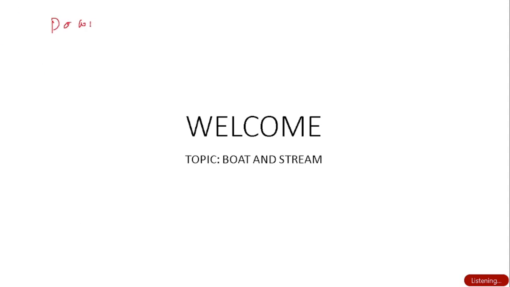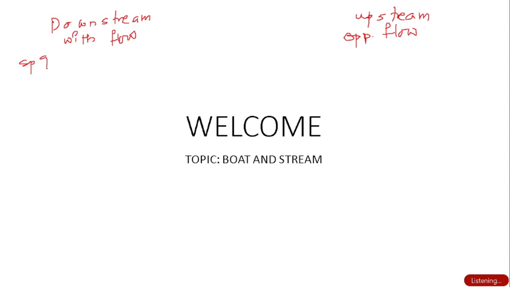Downstream, that is going with the flow. Upstream, that is going opposite to the flow. This is the concept. With the flow is known as downstream, opposite to the flow is known as upstream. You can say flow, stream, or velocity, they are the same thing. Suppose we assume the speed of the boat, it can be the speed of a man also.